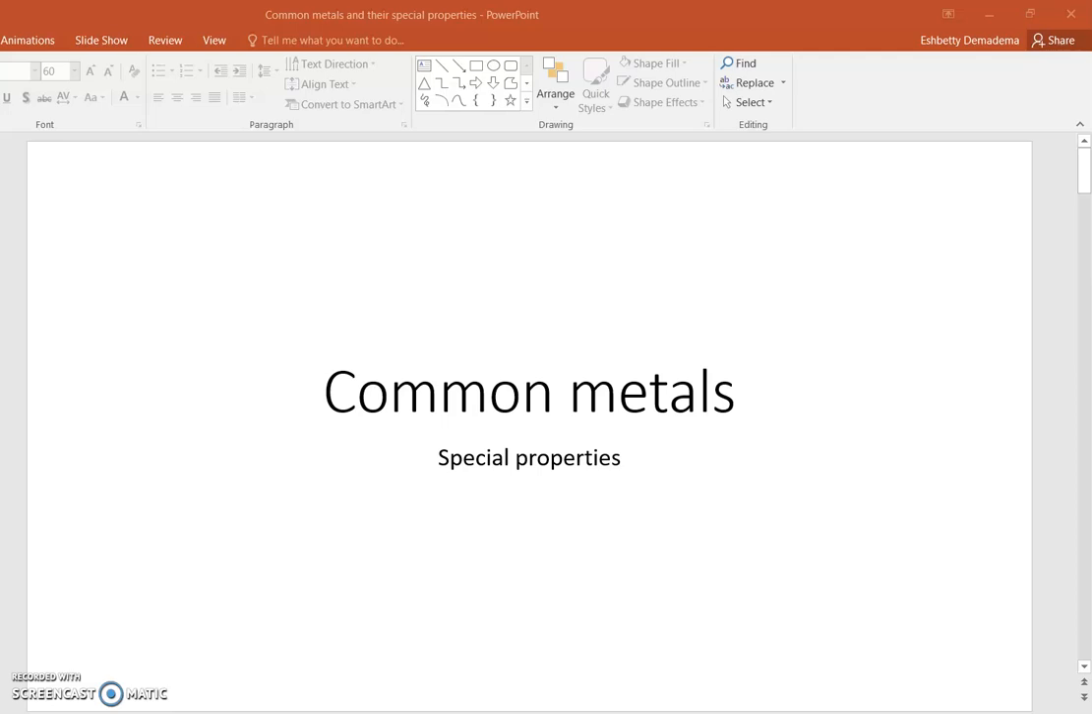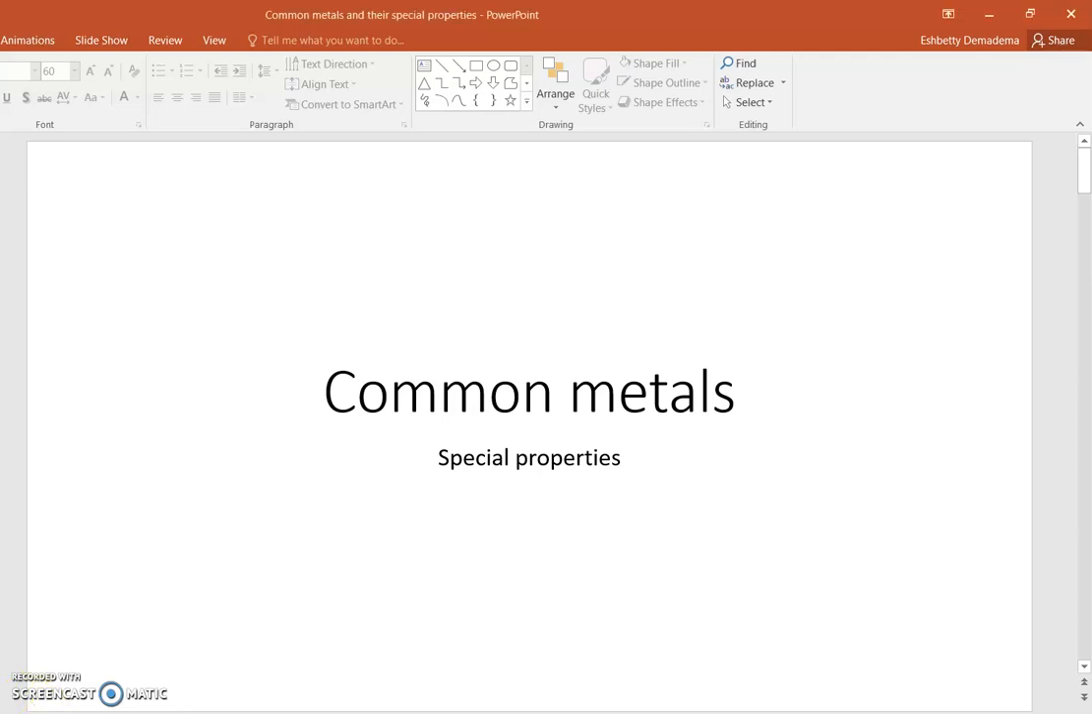But before we move on to today's lesson, I just want to do a short recap on what we covered last time. We spoke about properties of nonmetals, and we then compared the properties of nonmetals to metals, and I'm sure most of us now understand the difference between the two.